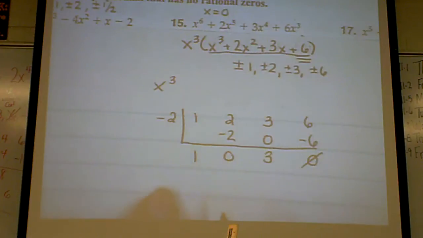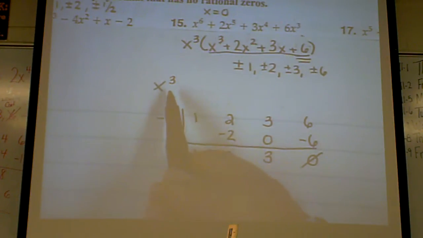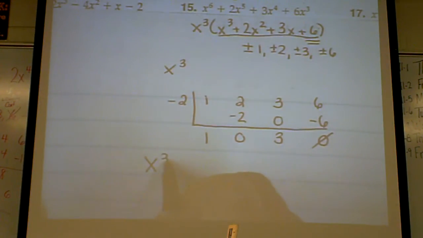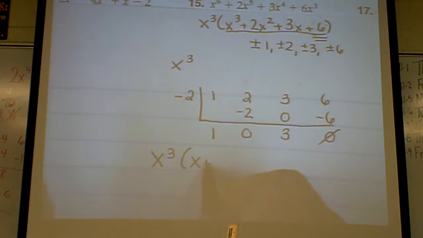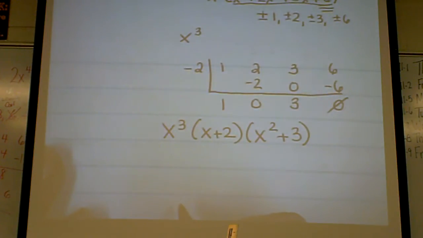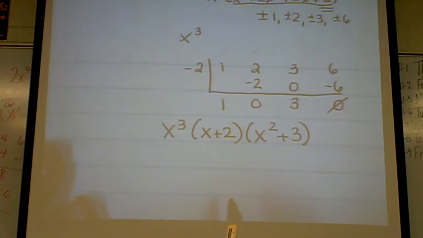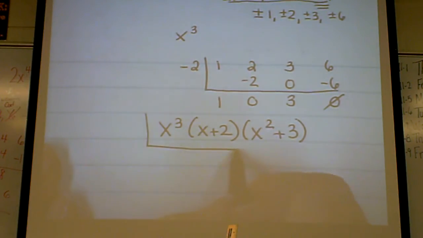So what do you have now? You've got x cubed times (x + 2) times (x + 2) squared plus 3, x squared plus 3. What was the direction? Factor completely. You can't factor it. Can we break this up? Why not? Because it'll end up negative. You're going to have a negative, so this is your final answer.